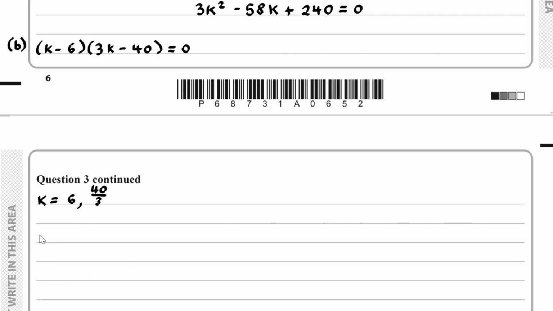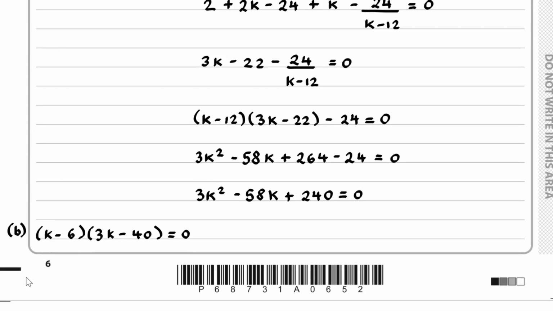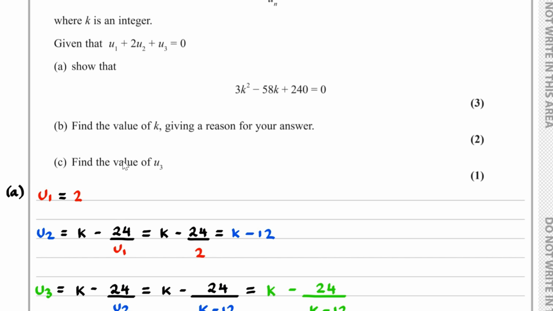Now, we can conclude k equals 6 is the only solution, and that's because k is an integer. And now for part C, we have to find the value of u3.